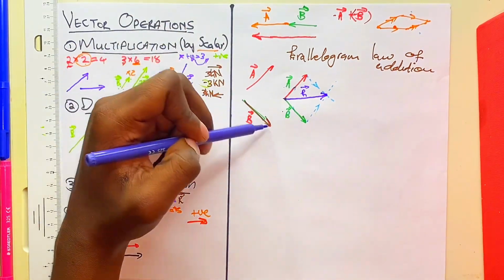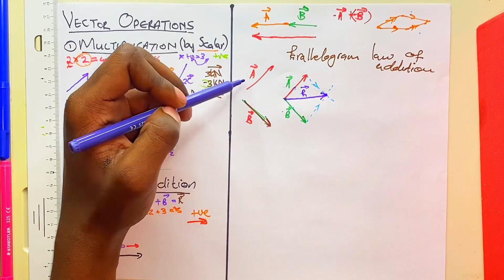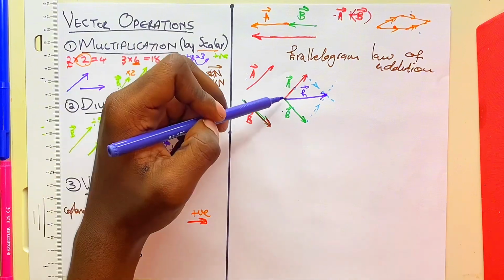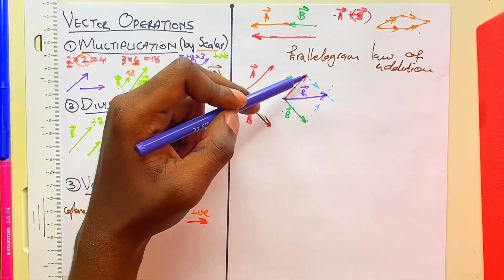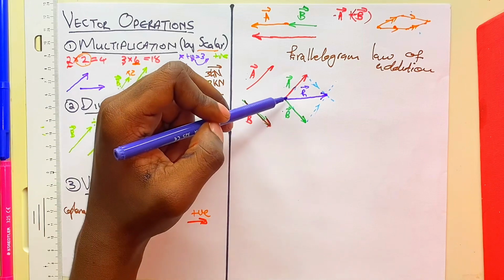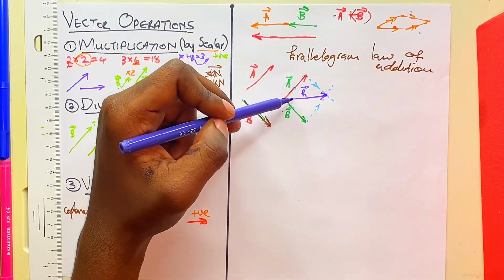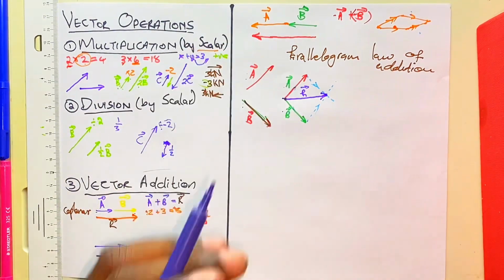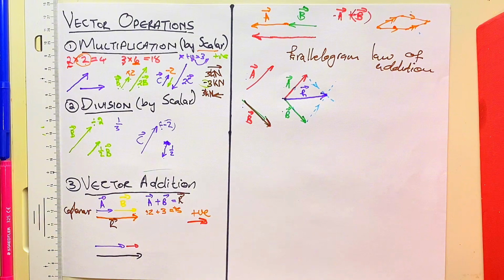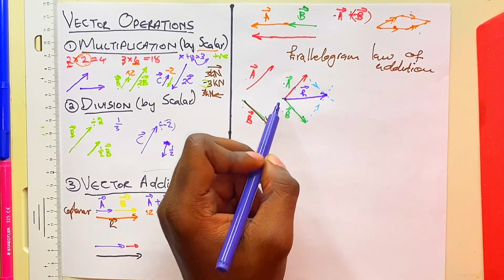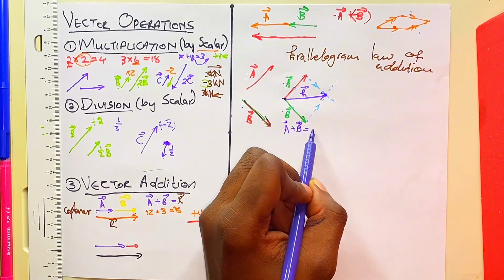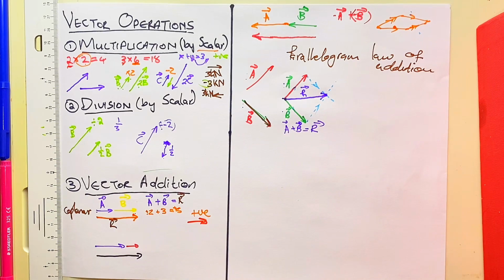We make sure here they were not touching, they were just arbitrarily acting wherever they are acting. Now to add them, we come and put them next to each other. We draw imaginary lines that are parallel to them, and then we draw a diagonal that goes from their tails, and that will be their addition. We'll make examples so that you understand how it works with values. So A plus B will give you vector R, the resultant vector.